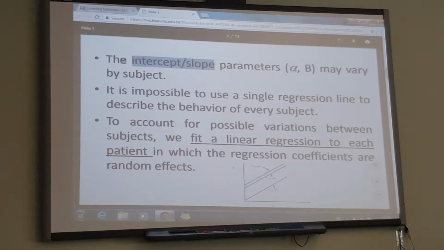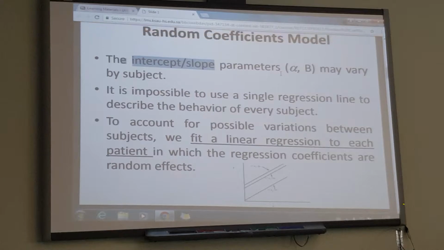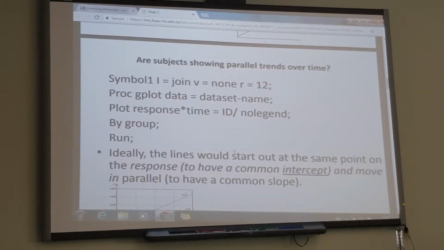So if we consider a random intercept, that means we can have a different intercept for every patient. If we say random slope, that means we can have a different slope for every patient. If we have a random intercept and slope, that means we're having a different intercept and a different slope for every patient. You see that? So this is how we're going to account for it, and then we're going to go over each one.